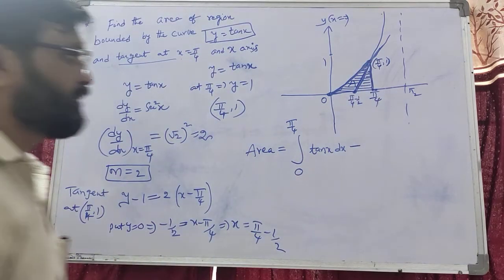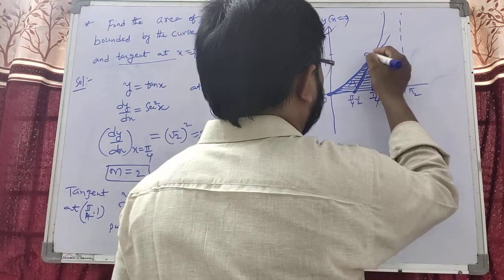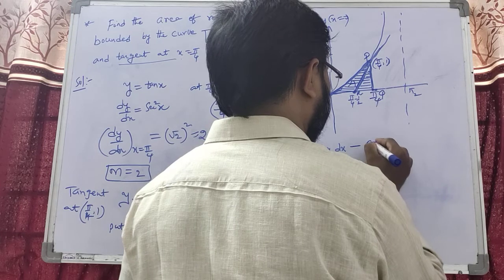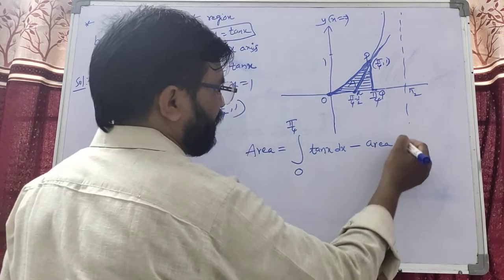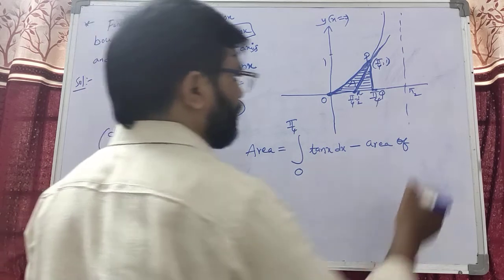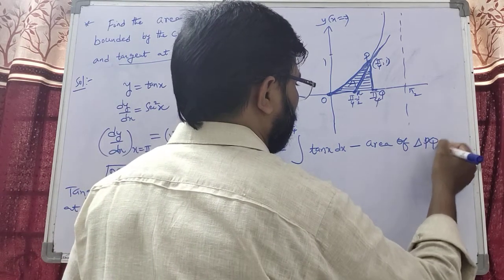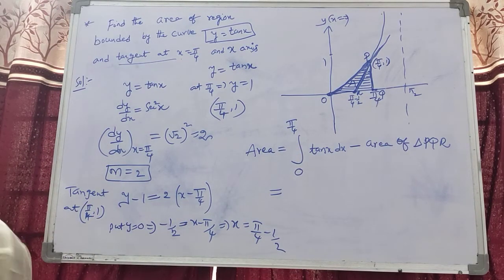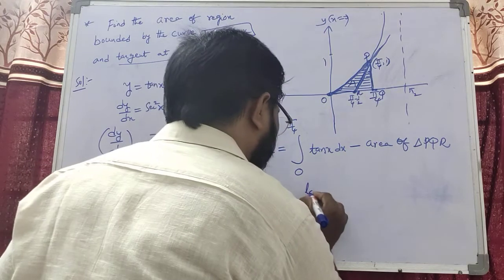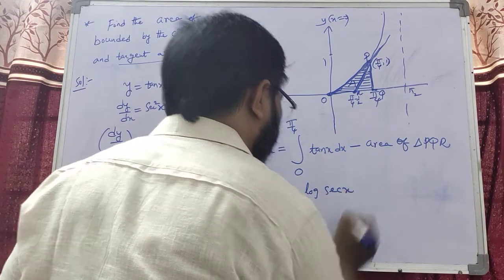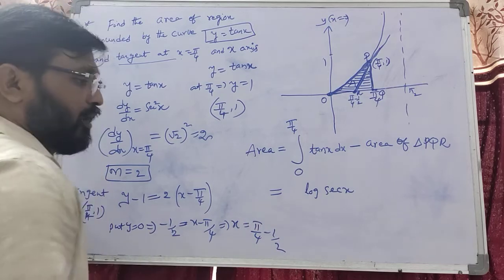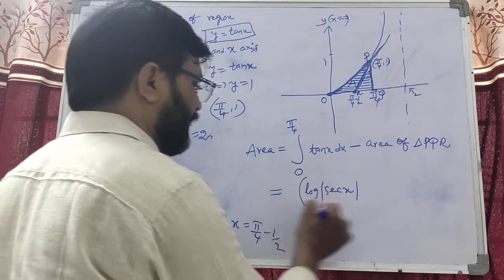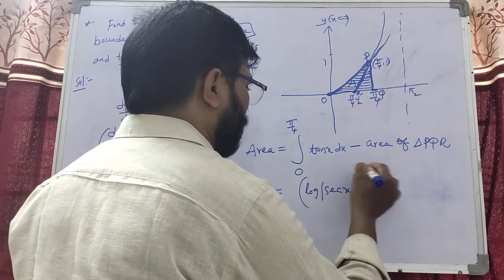What is the area? This is the point P, this is the point Q, this is R. Therefore minus the area of the triangle PQR. Everybody knows the integral of tan x. What is the integral of tan x, students? The log mod of secant x. The integral of tan x is log mod of secant x. The limits are 0 to pi by 4.